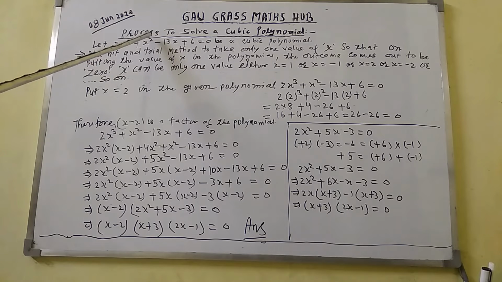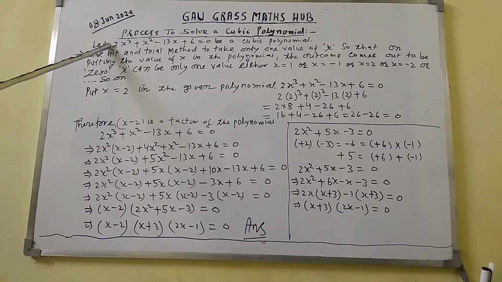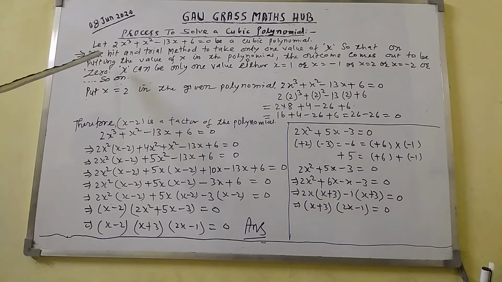Today I shall discuss the process to solve a cubic polynomial. Let a cubic polynomial be in the form of 2x cube plus x square minus 13x plus 6 equal to 0. Then I shall tell you the procedure how to solve this type of cubic polynomial.